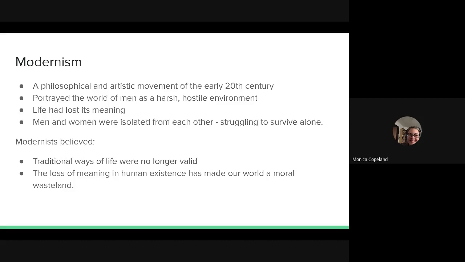They also believed that men and women were isolated from one another. That because of our gender roles, men and women didn't connect very well. Okay, 2 things they believe. Traditional ways of life are no longer valid. Like we've been through all this stuff. We can't continue on the way we have as Americans. These are Americans who had been to Europe as well to fight that war.